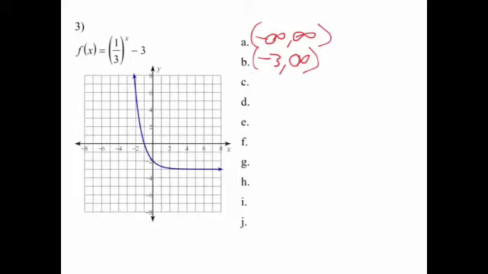Next part's the x-intercept. Well, it crosses my x-axis right there, that's the point negative 1, 0. Where does it cross my y-axis? It's going to be right there. That's the point 0, negative 2.